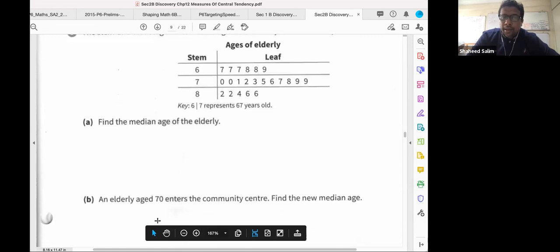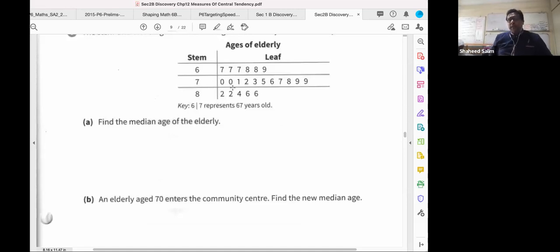The next one, I suggest you write down now inside here, because if you don't do this, you may get tricked. You write down where it is. Don't assume this 70-year-old is going to come here. Put the position in the right place, and then you find what's the new median. Frequency would have changed.